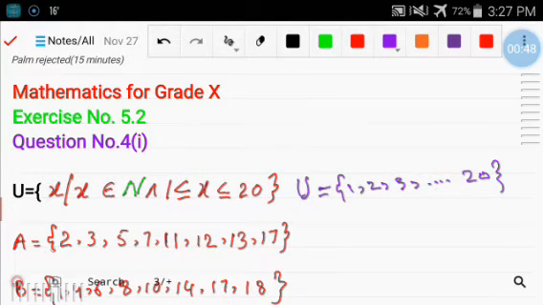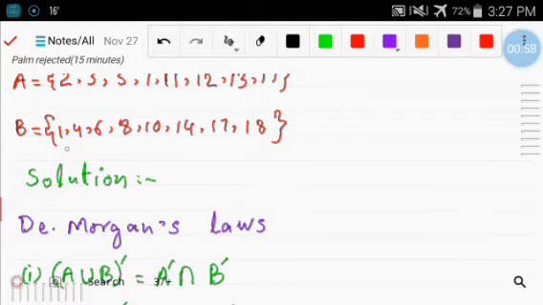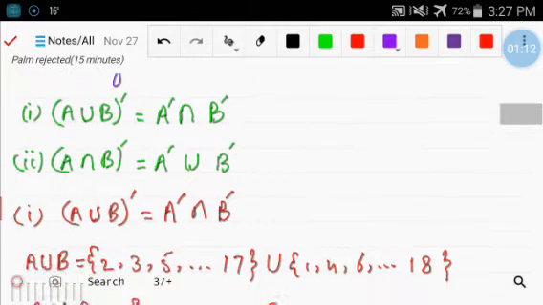And set A is equal to 2, 3, 5, 7, 11, 12, 13, 17. Set B is equal to 1, 4, 6, 8, 10, 14, 17, 18. Now we use De Morgan's law to solve the above question.